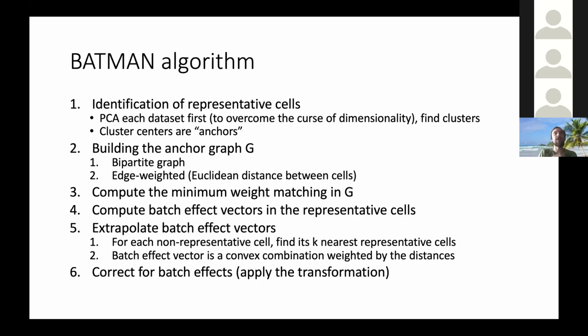Now, step 5 would be the extrapolation of batch effect vectors. For each non-representative cell for which we don't have an estimate of the batch effect vector, we estimate it as a convex combination, weighted by the distance, of the top k nearest representative cells in the context of the same data set. And then, having estimated the batch effect vectors for each of the cells, we can apply the transformation by shifting each of the cells by the corresponding batch effect vector. So that's the whole approach.